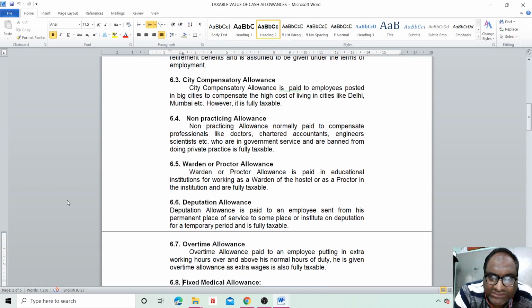The next allowance is city compensatory allowance. City compensatory allowance is paid to employees posted in big cities to compensate for high cost of living, like say Delhi, Mumbai, etc. It is fully taxable. Non-practicing allowance is normally paid to compensate professionals like doctors, chartered accountants, engineers, scientists, etc., who are in government service and are banned from doing private practice, and it is fully taxable.